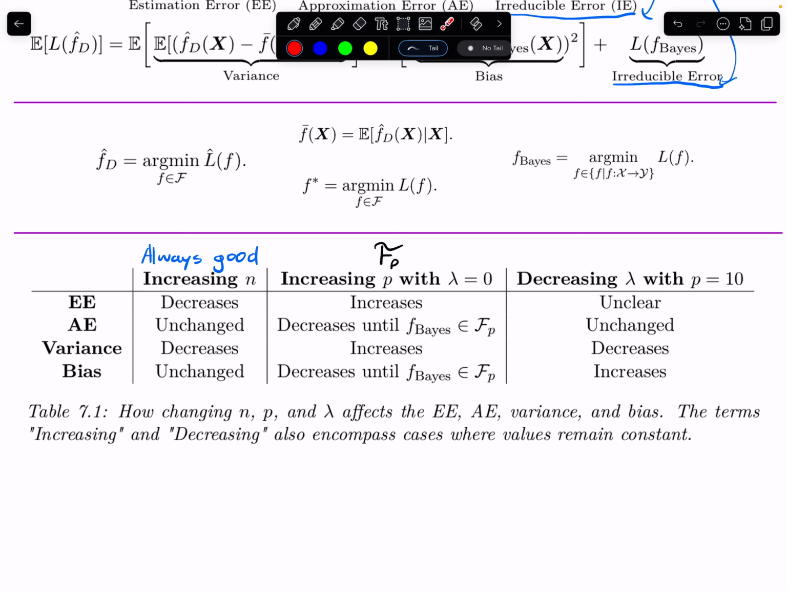Now it becomes maybe the most interesting and complicated setting, which is what the regularization parameter does to all these. Okay. So here we fix a complicated function class, so p equals 10, so these are polynomials of degree 10 or less. And now we're going to consider how the regularization parameter affects things.